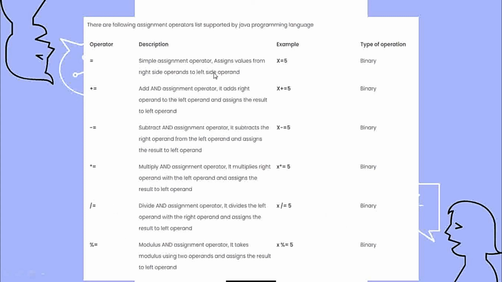As you can see, the first one is the simple assignment operator, which assigns the value from the right hand side operand to the left side operand. The subtract and assignment operator subtracts the right operand from the left operand and assigns the result to the left operand. Multiply does the same thing. Divide, and in the same way the modulus one. The simplest assignment operator is equal to.